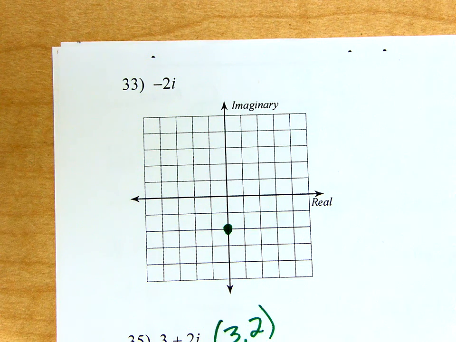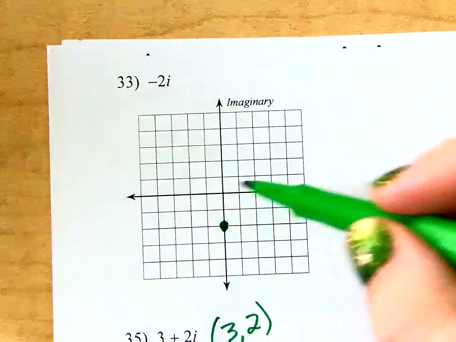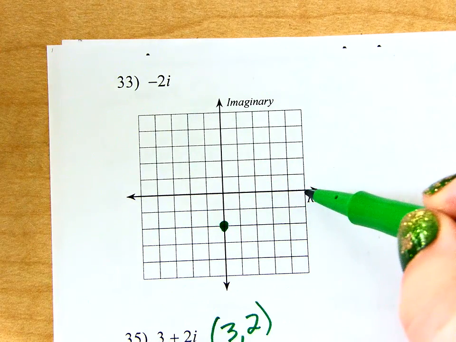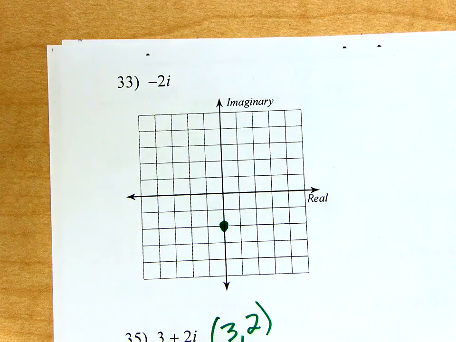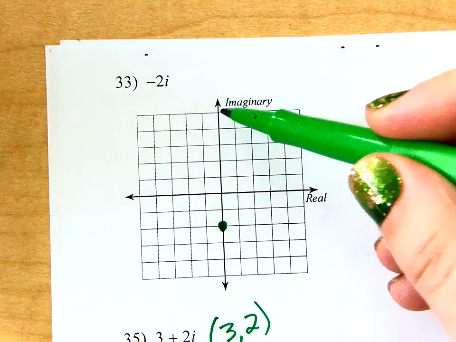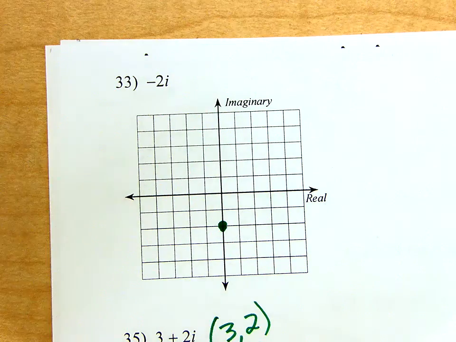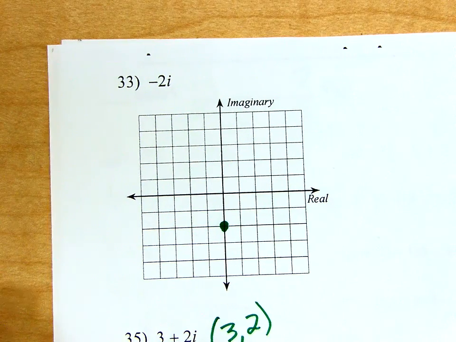If I asked you to plot the number 5, just 5, where would that go? On the real, you'd go out real to 5 and put a dot there. If it was 5i, you'd go 5 on the imaginary axis. That's it, okay? So quickly do 36, 37, 38. Easy peasy, right? Once you know what to do with this, it's really not bad.